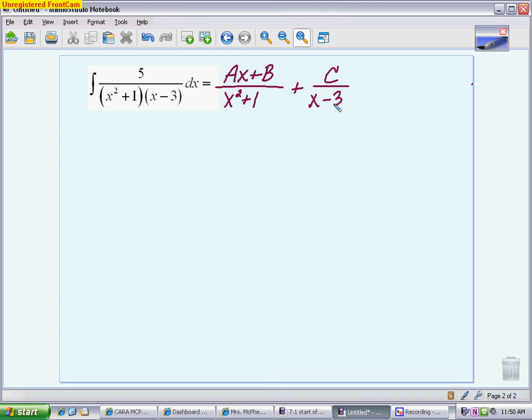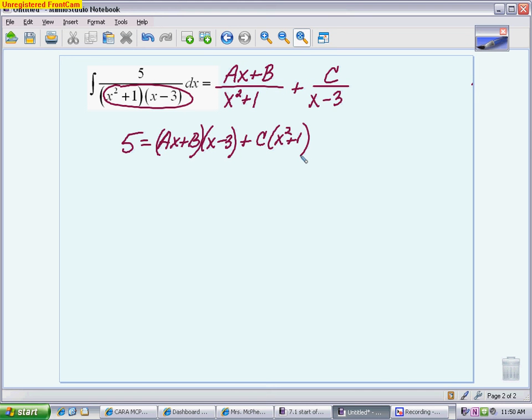I'm going to clear fractions, so I'm going to multiply everything by this denominator. When I do that, I'm left with just a 5 on this side. I'm left with (ax plus b) times (x minus 3). And I'm left with c times (x squared plus 1).